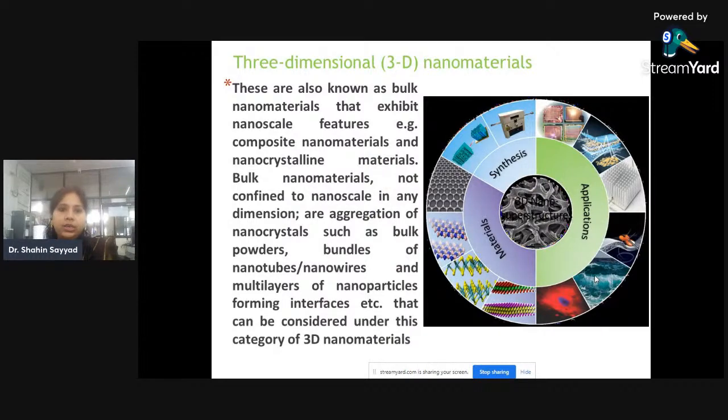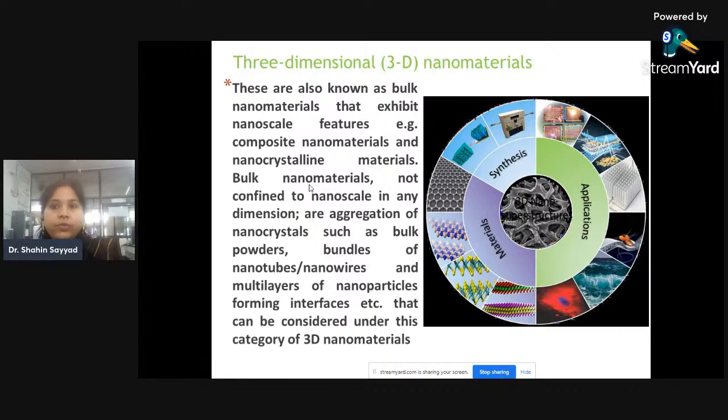Another example is 3D nanomaterials. Three-dimensional nanomaterials are known as bulk nanomaterials. There is a difference between bulk material and bulk nanomaterial. Bulk material is material with a size in the micrometer range. Bulk nanomaterials consist of a group of nanowires or a group of nanosheets, like graphene sheets. They are fabricated using nanomaterials, but as a group or bunch of nanomaterials. That's why it is called a three-dimensional nanomaterial, a composite or bulk nanomaterial.